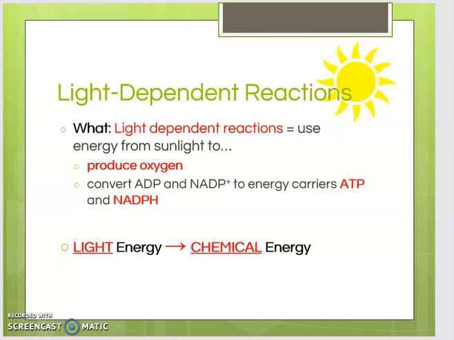Light-dependent reactions are also going to convert ADP, which is called adenosine diphosphate, and NADP plus to energy carriers ATP and NADPH. It's going to convert light energy into chemical energy. Whenever we look at light-dependent reactions, the goal of this is really to create those high-energy electron carriers because the electrons that are inside of the chlorophyll are going to be excited and going to be what's actually going to carry that energy from one spot to the next.